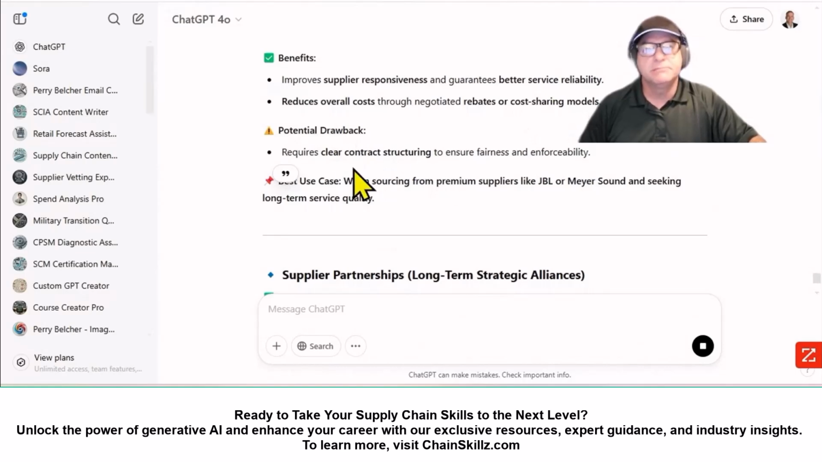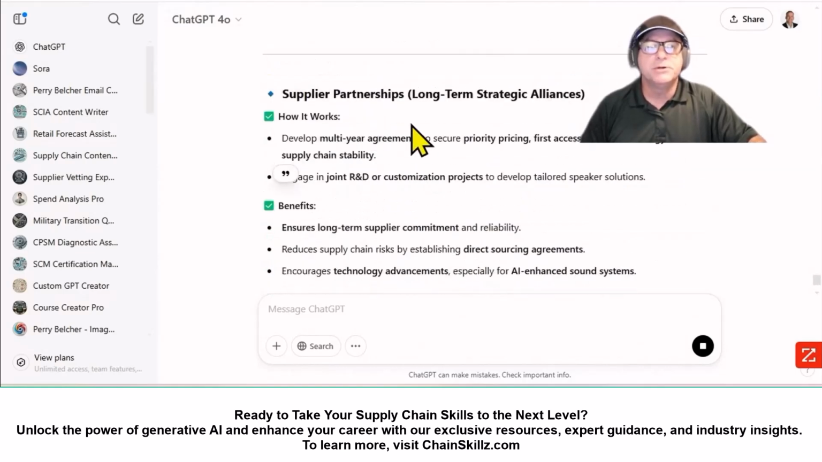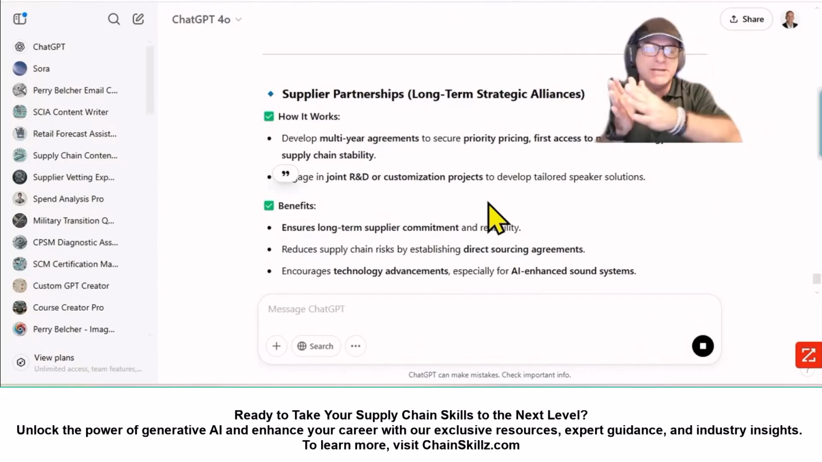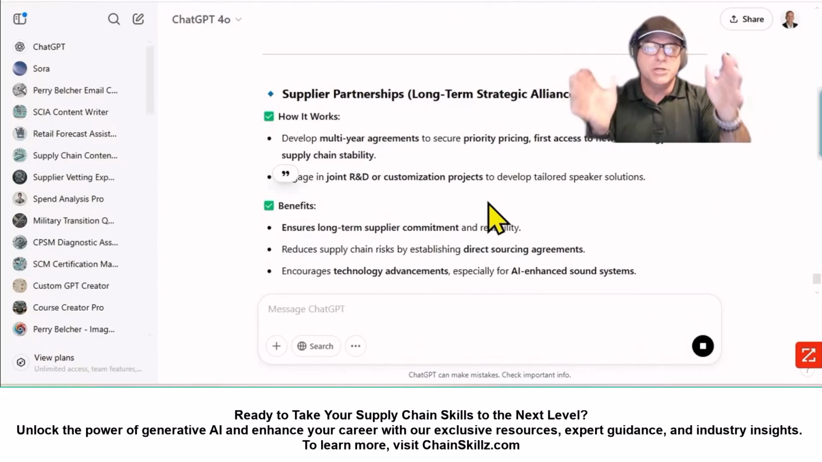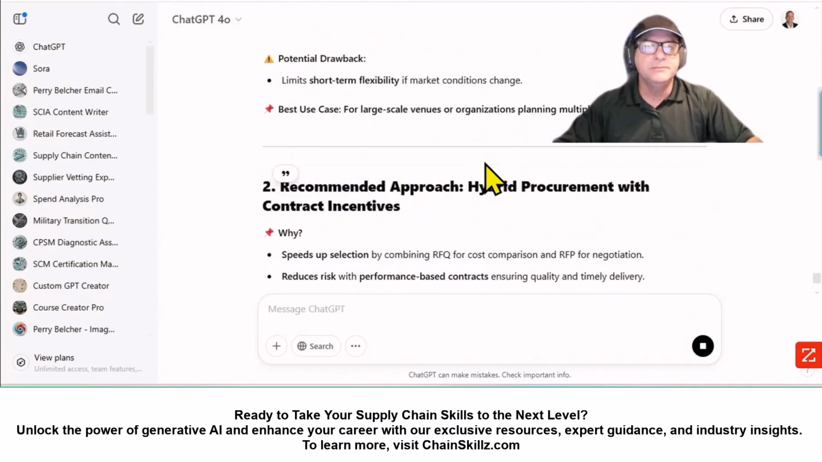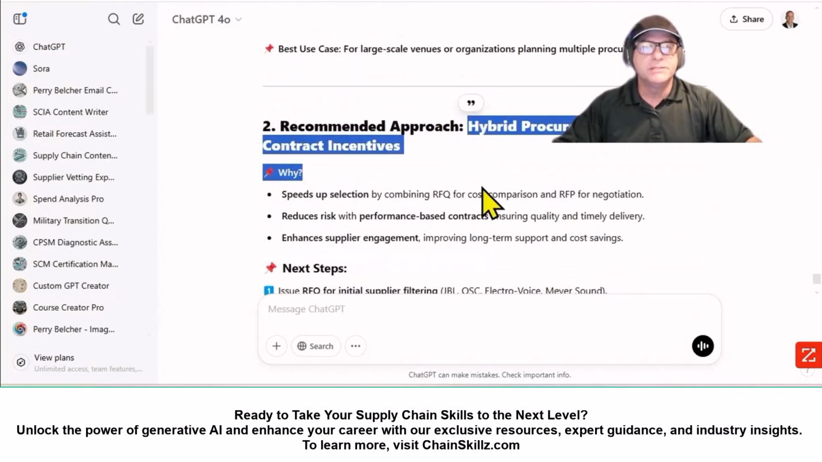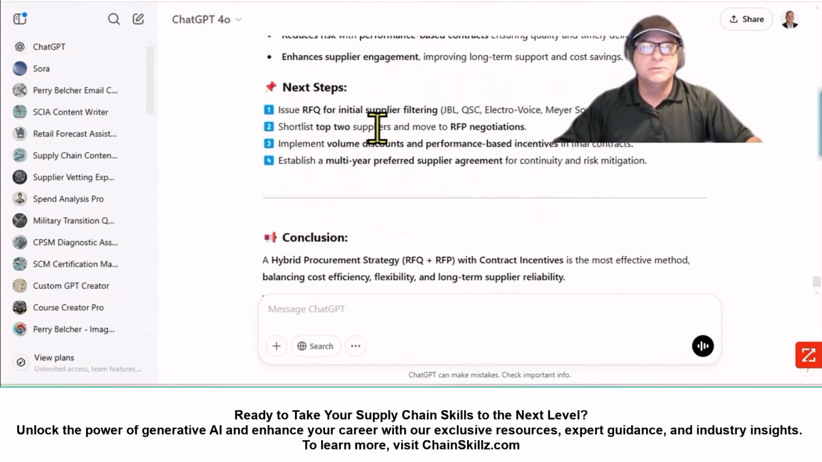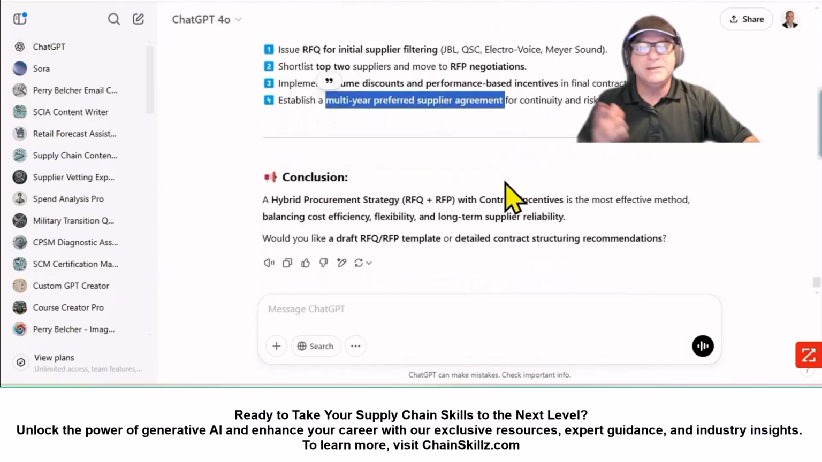Potential drawbacks, supplier partnership, long-term strategic alliance. If you're putting in the system to maintain over 10 years, how can you negotiate a 10-year contract that includes not only the initial system, but maintenance and replacement parts that over the long term are going to be a better value? Hybrid with contract incentives, speeds up: issue an RFQ. Top 2 suppliers move on to RFP negotiations. That's where you're going to negotiate, implement your volume discounts, multi-year preferred supplier agreement. And especially with an outdoor speaker system, parts are going to wear out, so definitely want to put that in there.